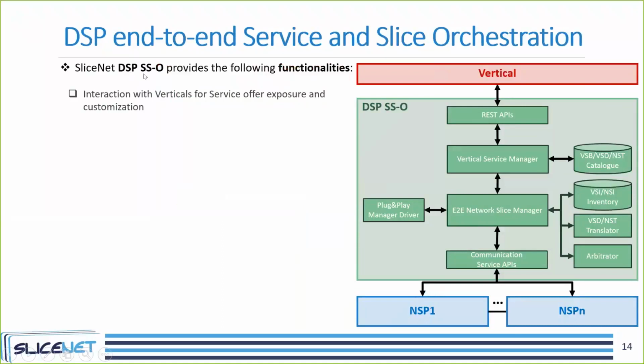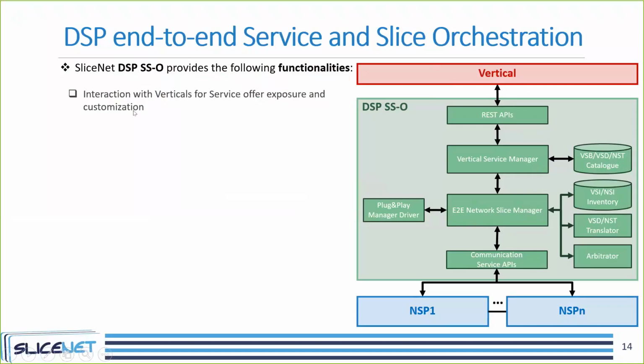So the DSP SSO provides the following functionalities. As you can see on the right side of the figure, you have the REST APIs in the northbound interface to communicate with the vertical. You have the communication service APIs in the southbound to communicate with the NSPs, and in the middle we have the main services provided by the SSO. So the vertical service manager, the end-to-end network slice manager. You have also the catalogs, the VSBs, the VSDs, and the network slice templates that were grabbed from the NSPs, the inventories, translators, and also a plug-and-play manager driver.